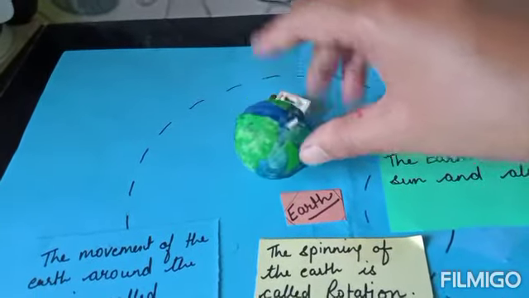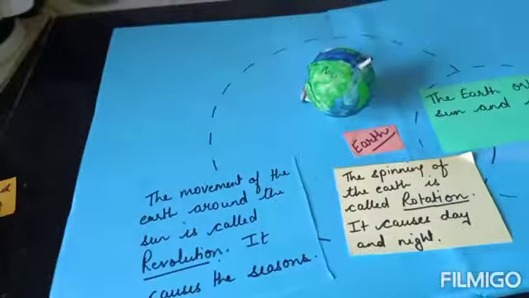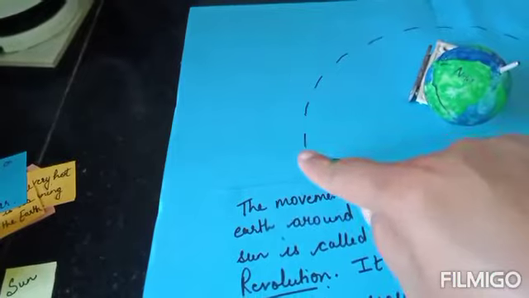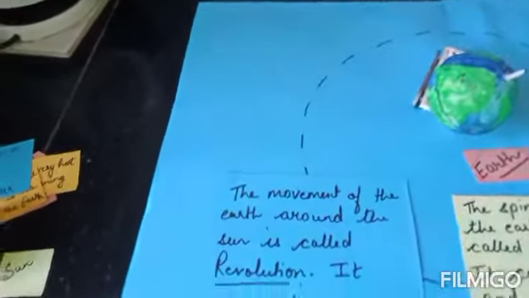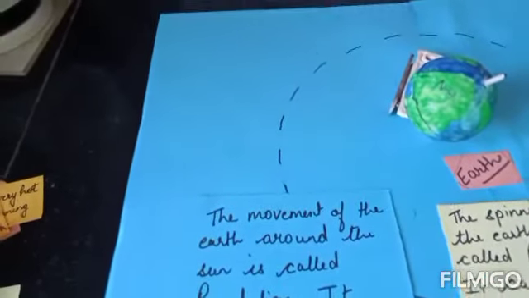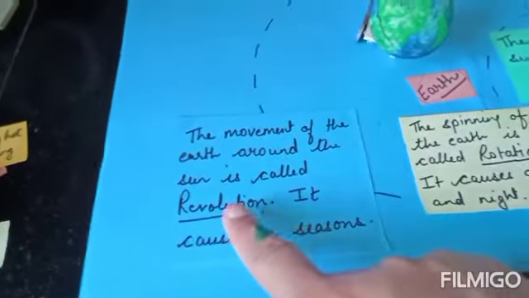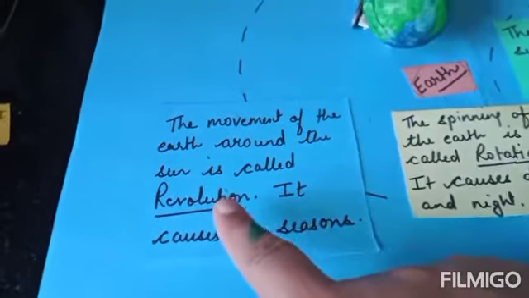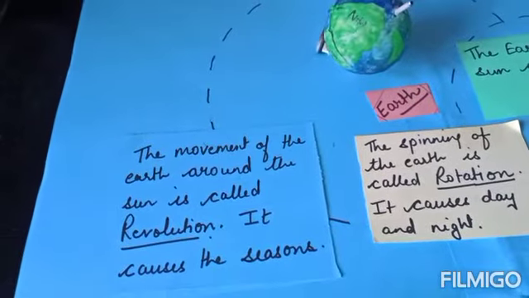All right, children? Now the earth also moves around the sun in a fixed path, and that fixed path is called the orbit. So the earth moves around the sun in a fixed path called an orbit, and the movement of the earth around the sun is called revolution. What is it called? Revolution. And what happens when the earth moves around the sun? What is formed?